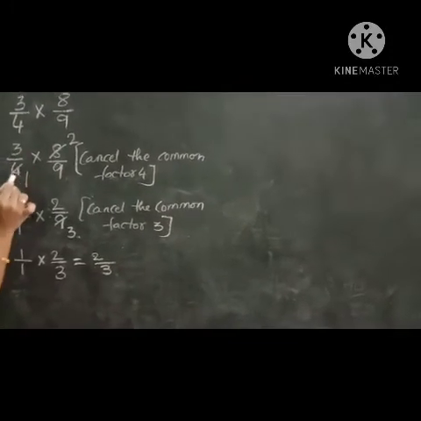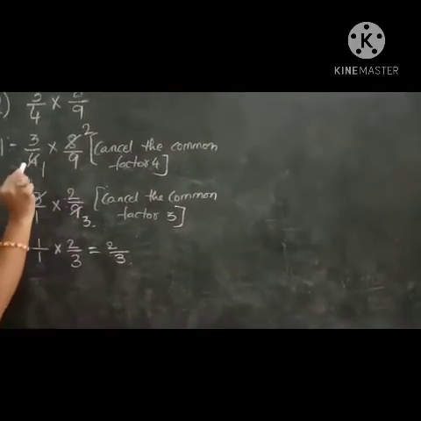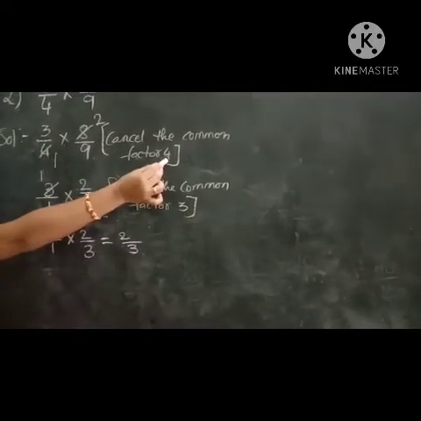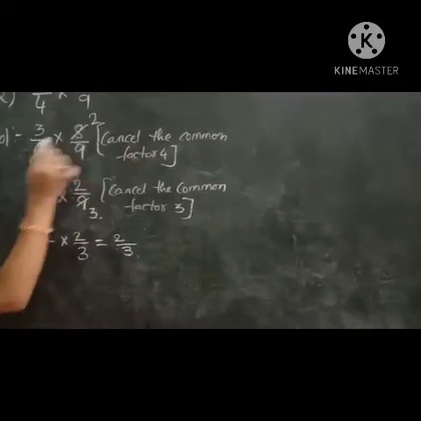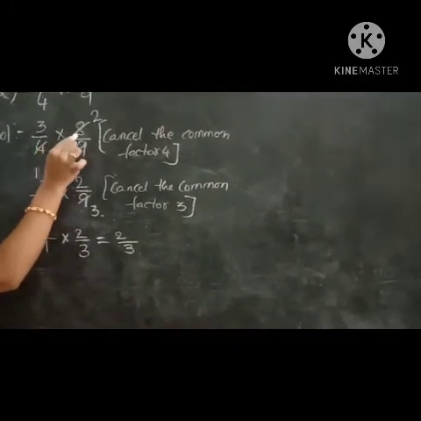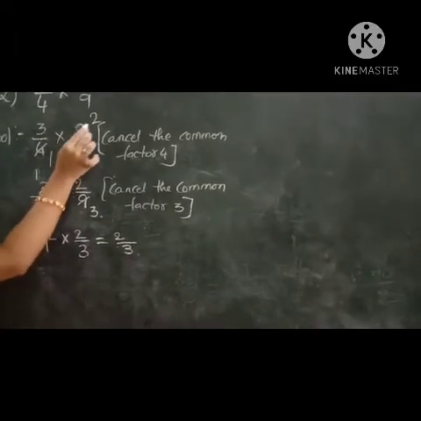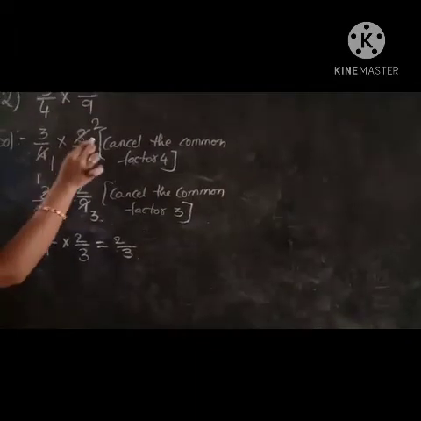So here 3 by 4 and 8 by 9. Here, see children, 4 and 8, these two numbers are cancelled in which table? 4 table. We just have to cancel the common factor 4. 4 ones are 4 and 4 twos are 8. The numbers are 3 by 1 and 2 by 9. 3 by 1 into 2 by 9.